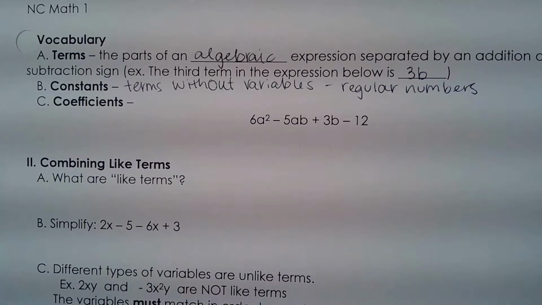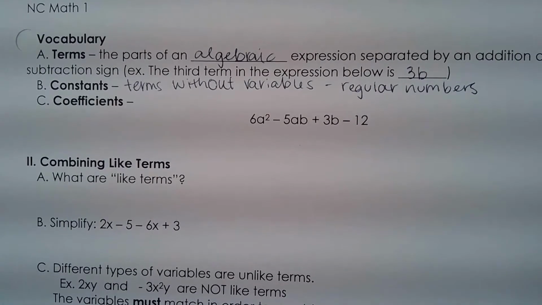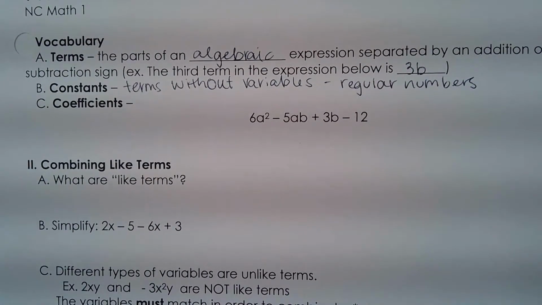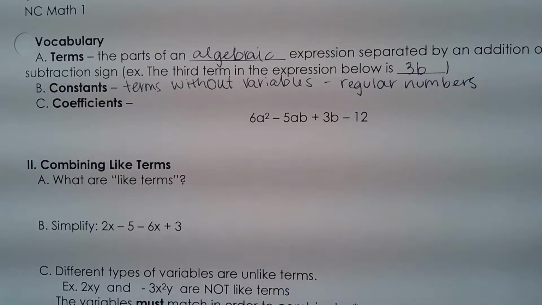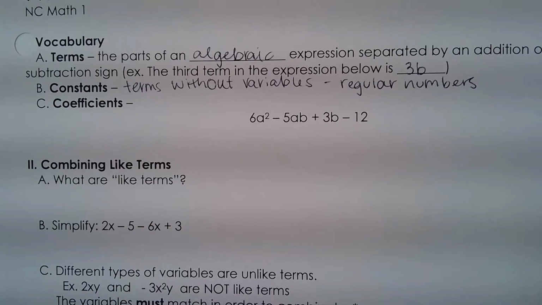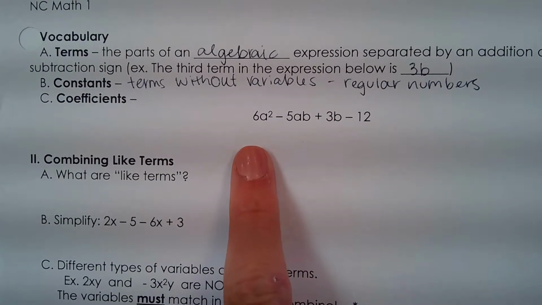The next word that we have is coefficients. Have y'all ever heard that word before? No. Yeah, I heard it last year. It's the big number with the variable. Yes, it's a big number in front of the variables, okay? So for our terms, your coefficient is the number in front of your variable, okay?